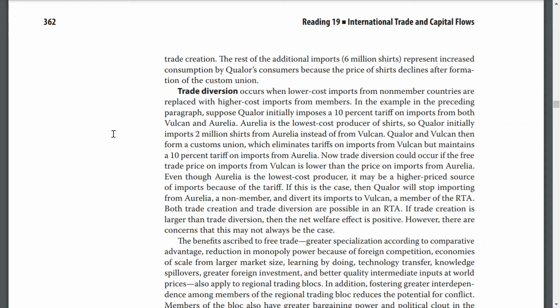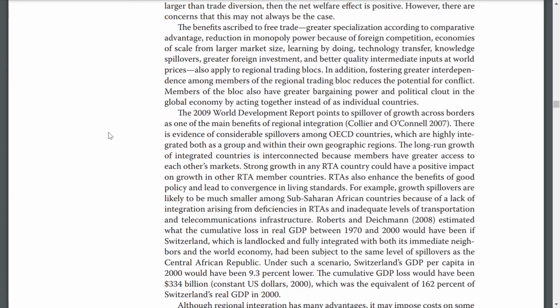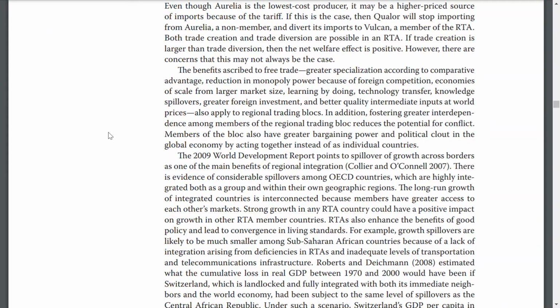So here are the benefits of free trade: greater specialization according to comparative advantage, reduction of monopoly power because of foreign competition, economies of scale from larger market size, learning by doing, technology transfer, knowledge spillovers, greater foreign investment, and better quality of intermediate inputs, and world price. The 2009 World Development Report points to spillover of growth across borders as one of the main benefits of regional integration.